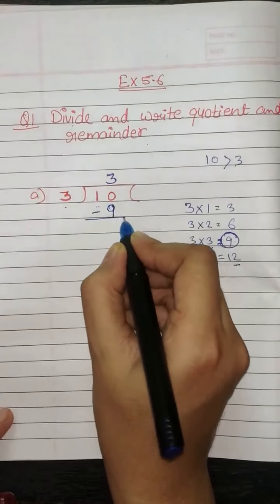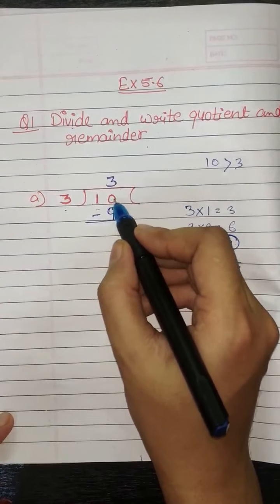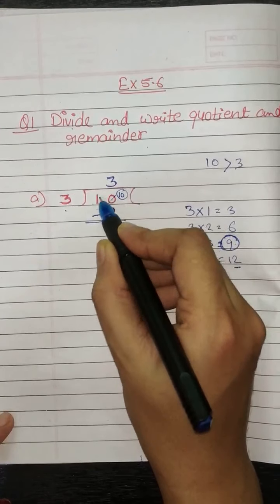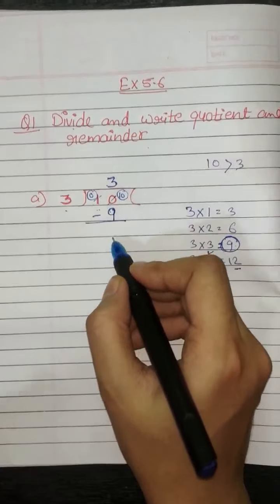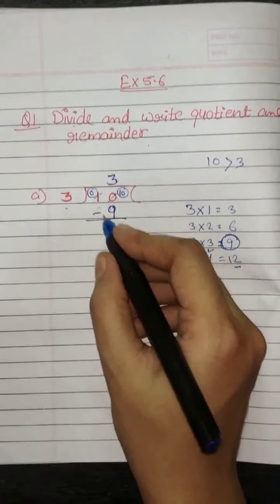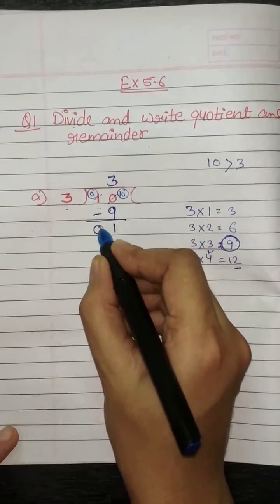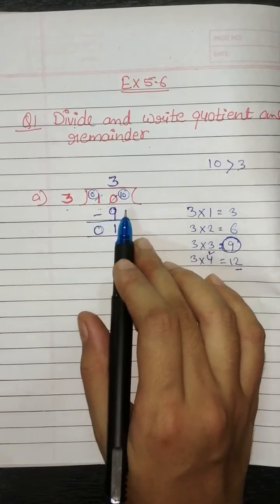Now we'll subtract. We cannot subtract 9 from 0, so we'll borrow. So this 0 will become 10 and this 1 will become 0. So 10 minus 9 is 1 and 0 you can write as it is. Now our division stops here because we have already used all the digits.